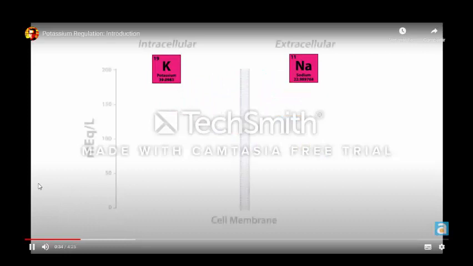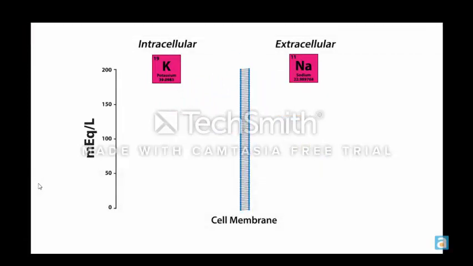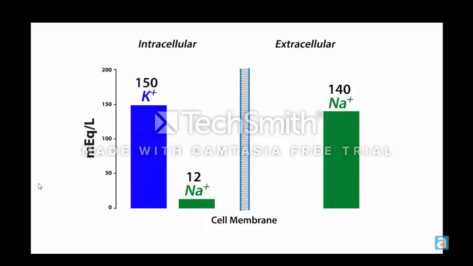Sodium and potassium are the two most abundant extracellular and intracellular ions, respectively. For example, the typical extracellular sodium concentration is 140 milliequivalents per liter, while the intracellular sodium concentration is about 12 milliequivalents per liter. On the other hand, intracellular potassium concentration is about 150 milliequivalents per liter, while the extracellular potassium concentration ranges between 3.5 to 5.5 milliequivalents per liter.